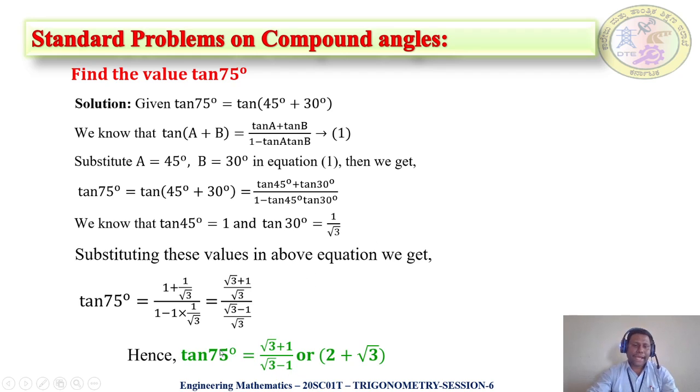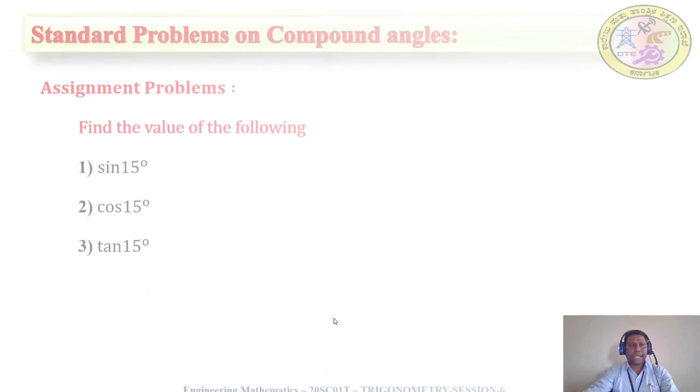Therefore the value of tan 75 degree is root 3 plus 1 whole divided by root 3 minus 1. Further, if you simplify this problem by doing rationalization, that is by multiplying both numerator and denominator by root 3 plus 1 and simplifying, then you get the answer 2 plus root 3. You can do this one or you can leave it here, no problem. But if you simplify this one, then we get this answer 2 plus root 3.